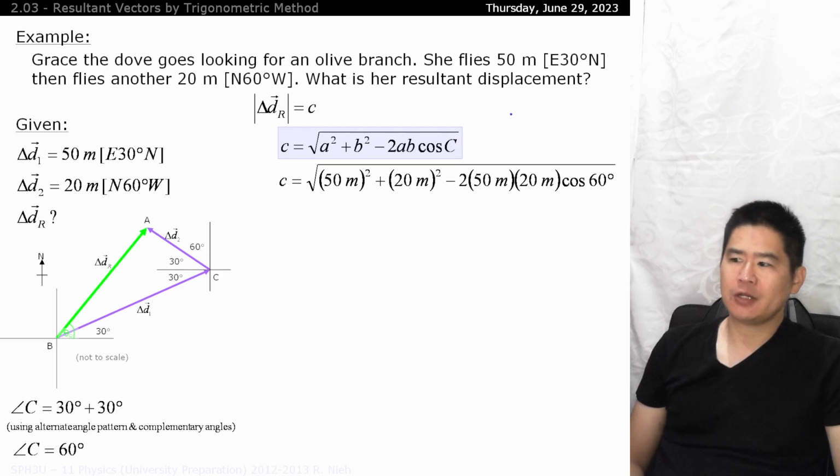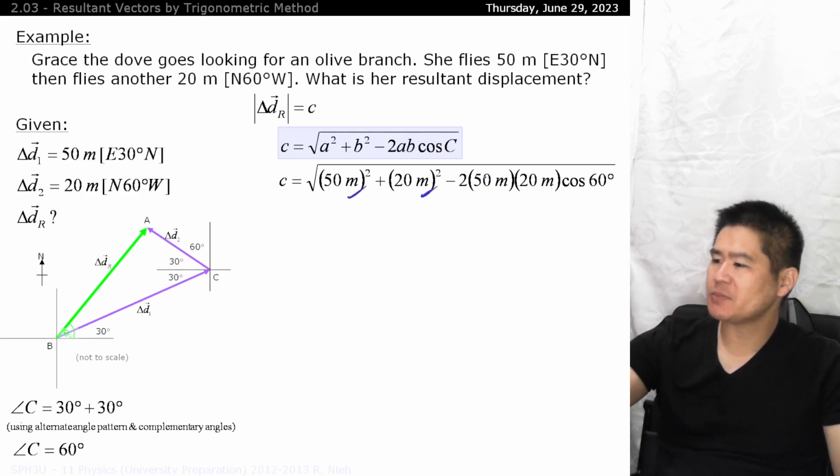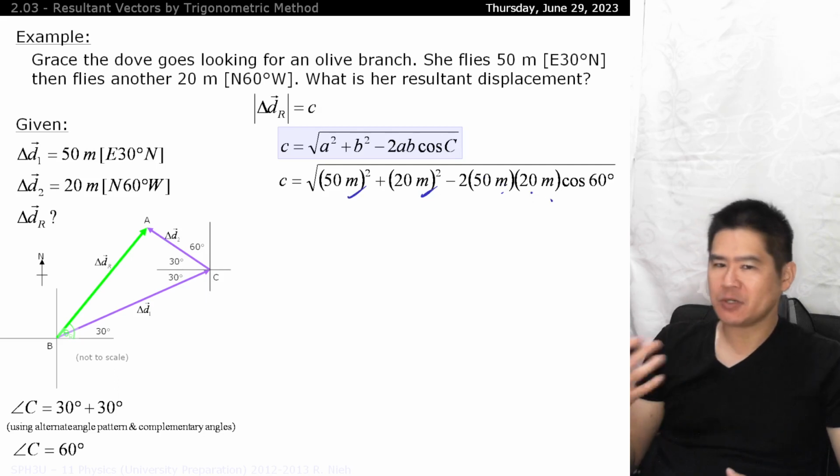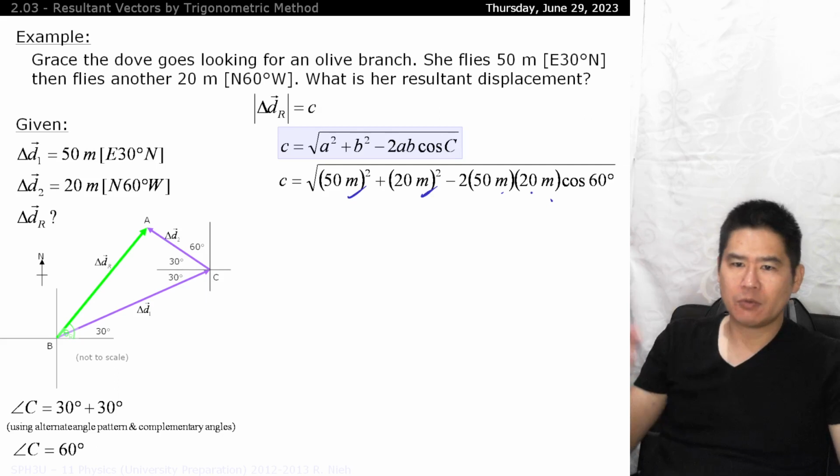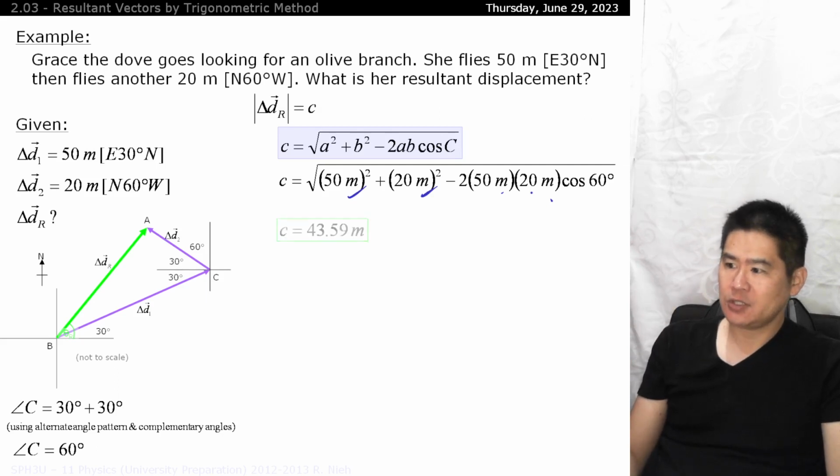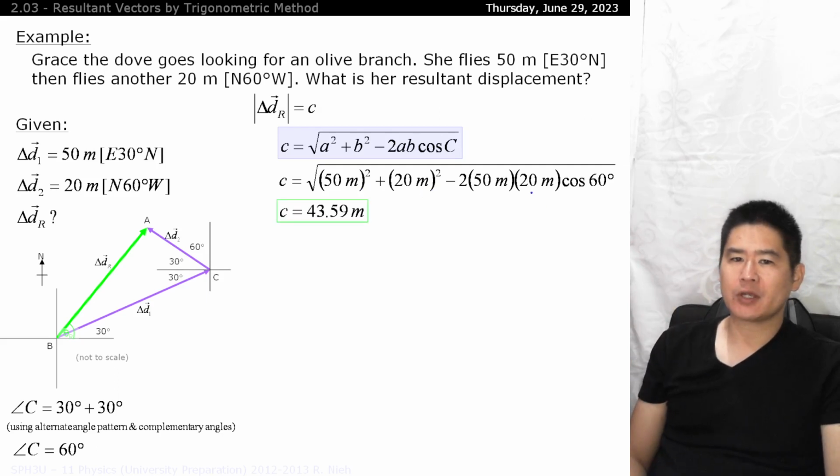And the units will work out anyways, because you'll have meter squared plus meter squared minus meters times meters, which is meters squared. Meter squared plus meter squared gives you meter squared. Subtract meter squared, you still have meter squared. You're going to square root it, and square root of meter squared is just meters. So the units will work out.